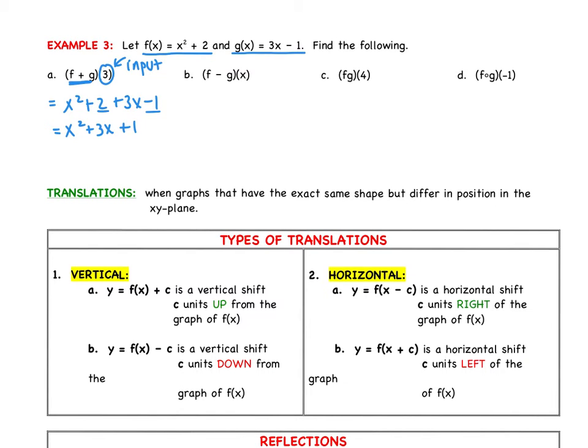We have to remember, though, we still have an input of 3 to deal with. So now, we're going to put 3 in. When we do, we get 3 squared, add 3 times 3, add 1. So this is 9, add 9, add 1, which is 19. So that is our final answer.